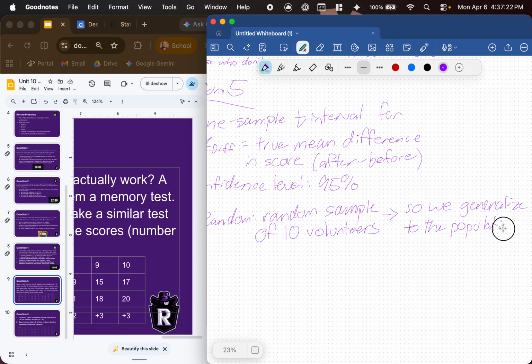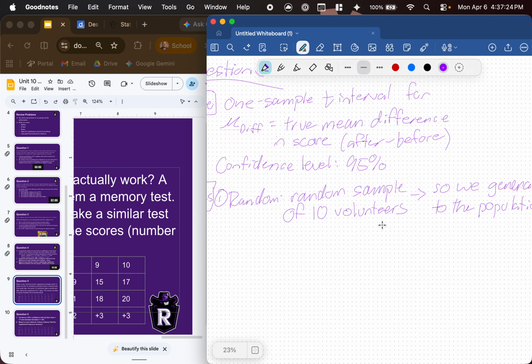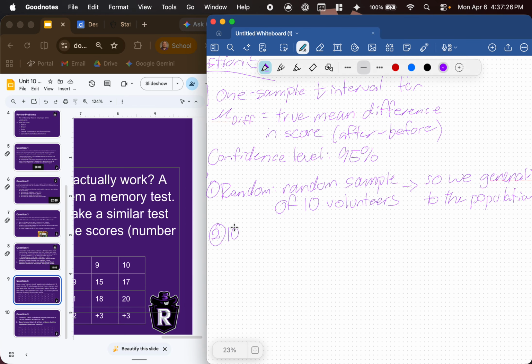Okay, 10%. Yes, 10 is definitely less than 10% of all adults. We'll claim these are adults here. So we can sample without replacement. Okay, 3 here.